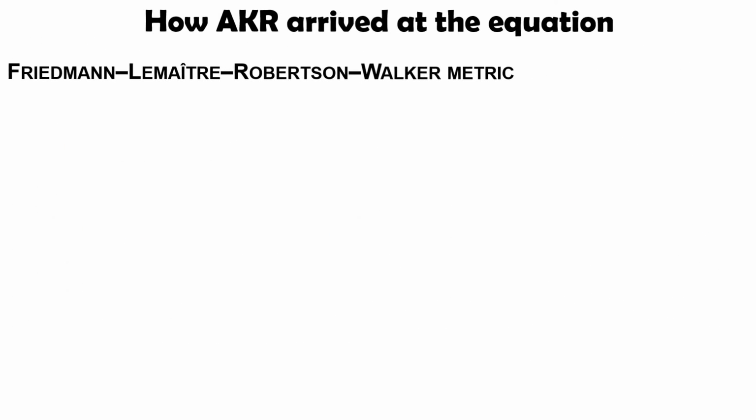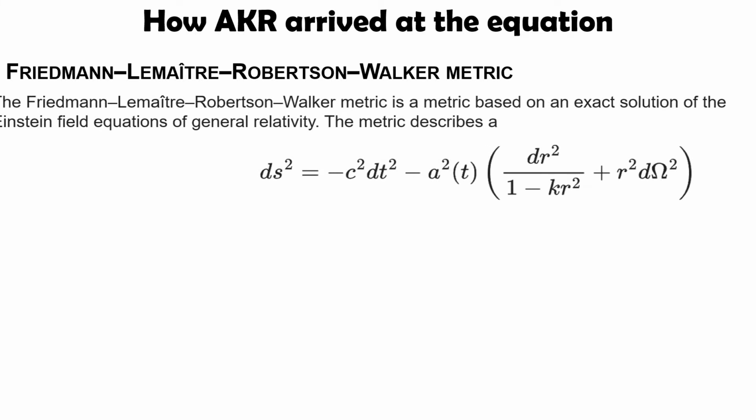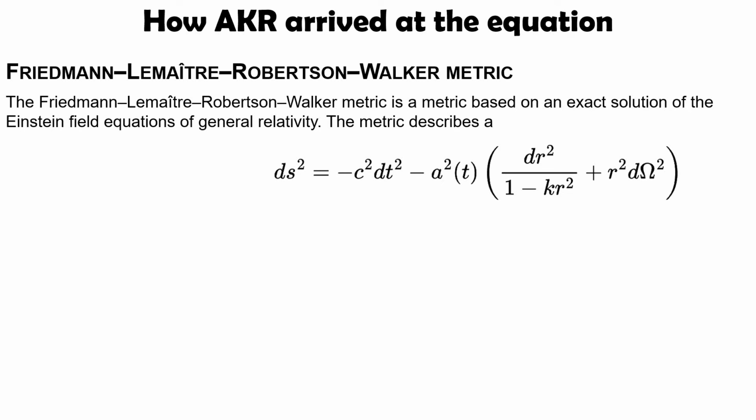Now, we call this the Friedmann-Lemaitre-Robertson-Walker metric, because it takes into account all those physicists, and this is an almost exact solution of Einstein's field equation.